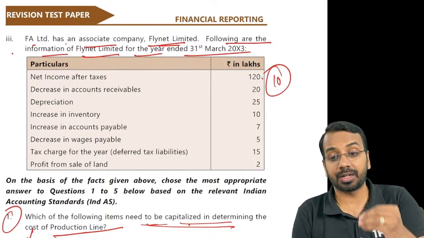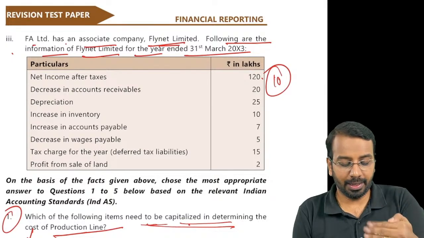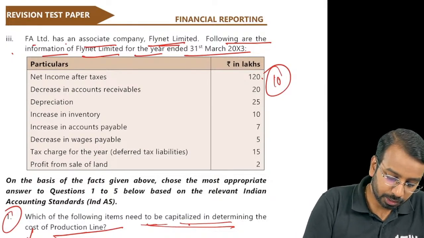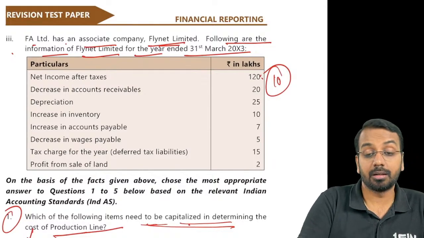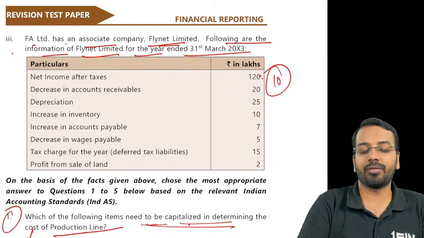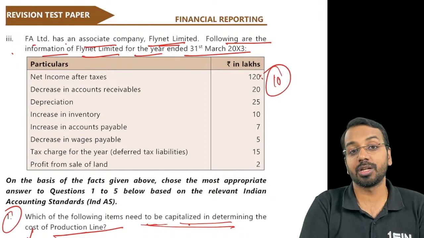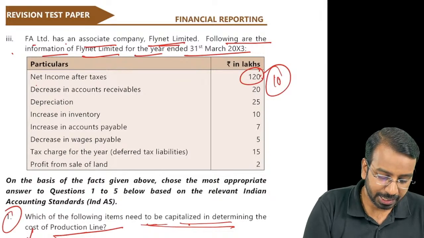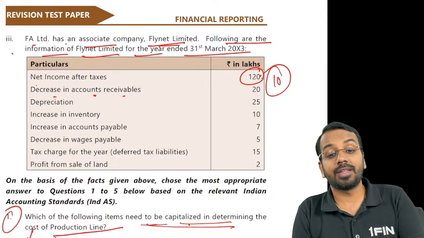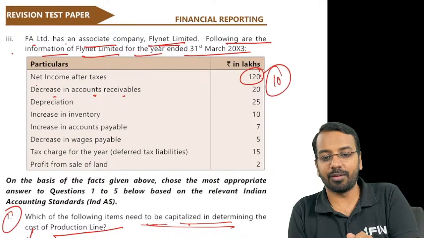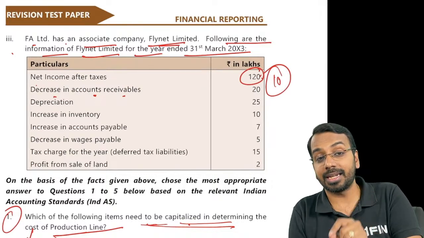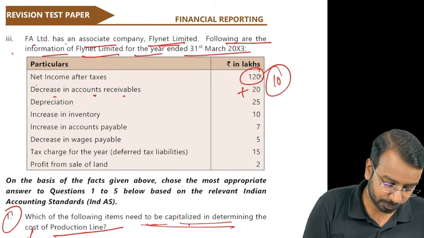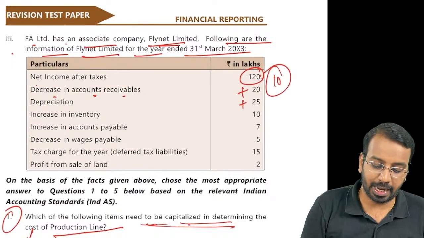So they are given after taxes, and we will have to adjust back the taxes. But again, tax payment is deducted to arrive at net cash flow from operations, so whatever you do, the net impact will be 0. So net profit after taxes 120. Decrease in accounts receivable: if there is a decrease, it means we have received more, so we will add it. Depreciation is a non-cash item, you will add this.